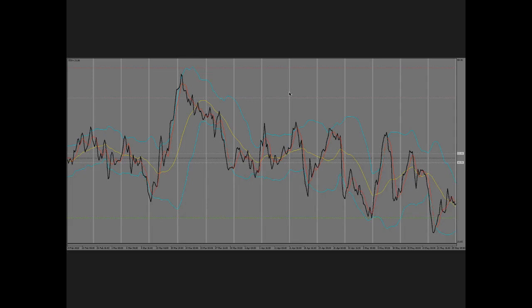Yeah, if you can catch a move like this on an H4 chart, you're going to get some massive, massive pips. Also, you're going to have bigger stop losses, and you're going to be waiting a long time for these to play out. So there's obviously pros and cons to these setups.